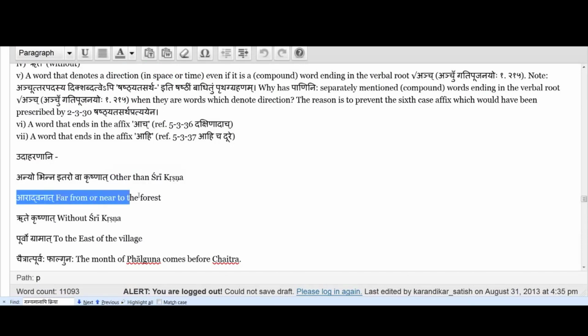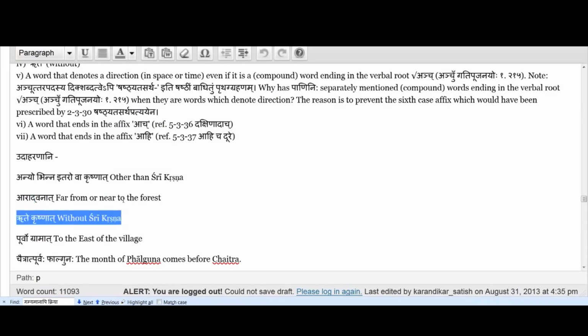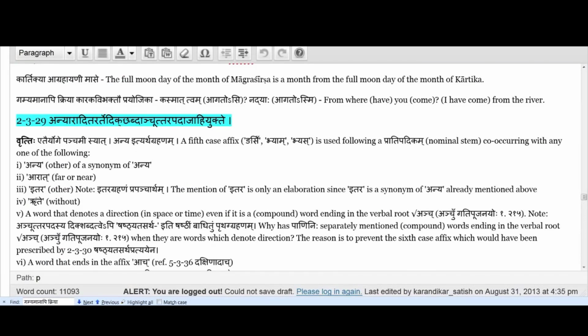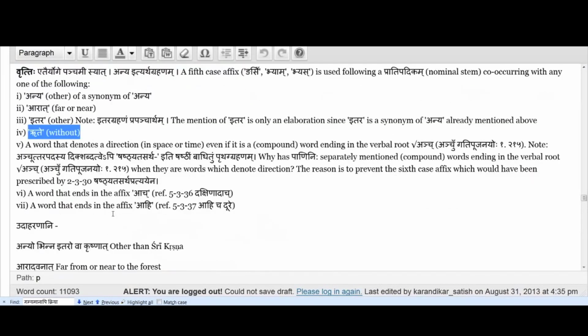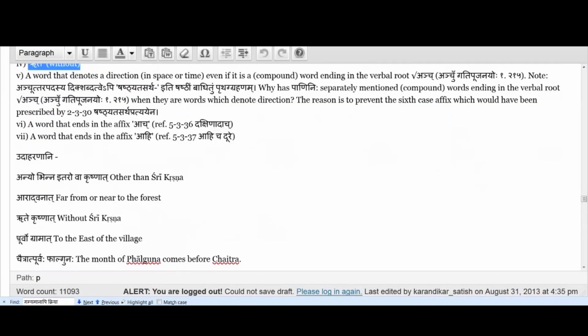The next example is Aradvanat, far from or near to the forest. Arad is an avyayam, which means far or near. Next example is Rite Krishnat, without Shri Krishna. Rite is also an avyayam. Next example is of a dikshabda, Purvo Gramat, to the east of the village.